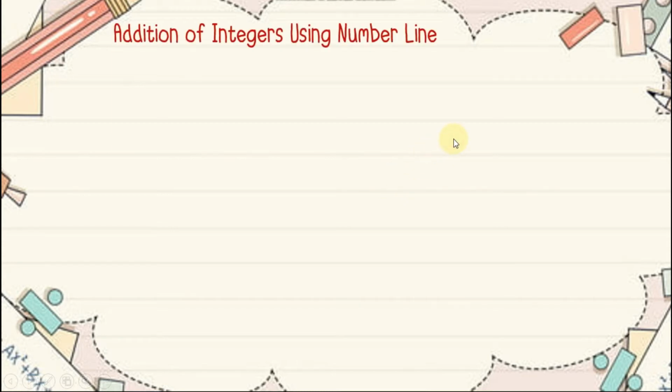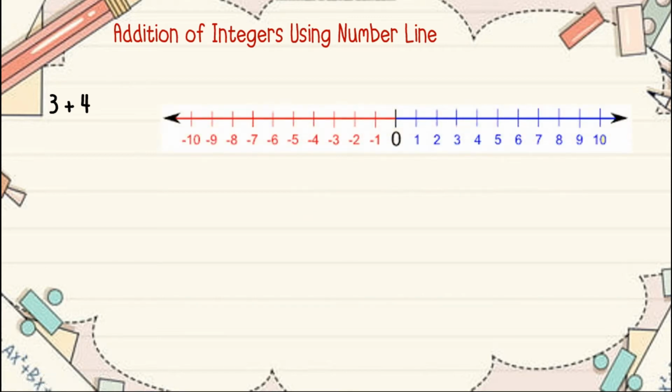So let's have the first operation on integers, which is addition. In adding integers, we have three methods. The first one is by using the number line. For example, positive 3 plus positive 4. On the number line, positive 3 is located 3 units to the right of 0. So let's plot positive 3. Always remember, if you're going to add positive numbers, the movement will be to the right. If you're going to add a negative number, the movement should be to the left.